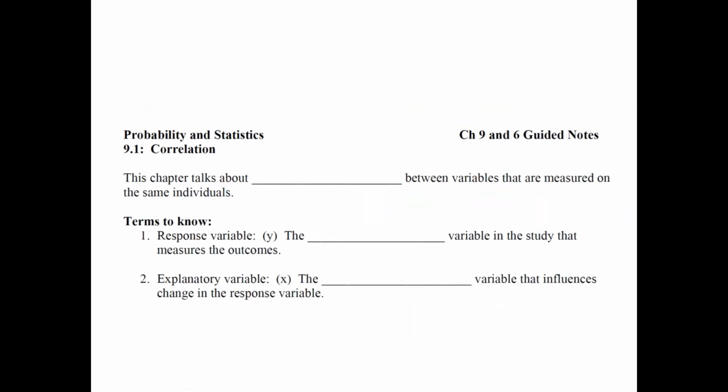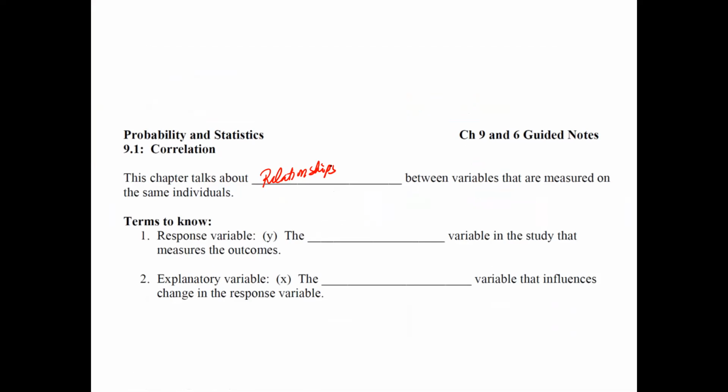For the next chapter, it's going to be on 9.1, which is going to be on correlation. And with correlation, we're going to go over a few things. This chapter is basically going to be talking about relationships between variables that are measured on the same individual, okay?